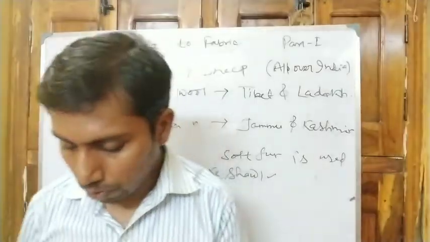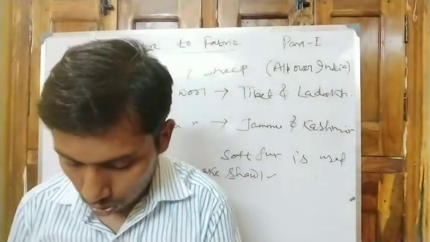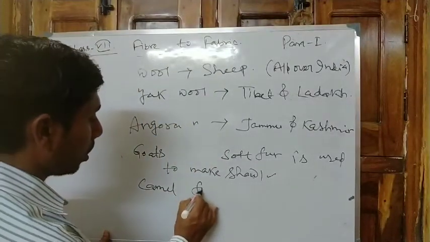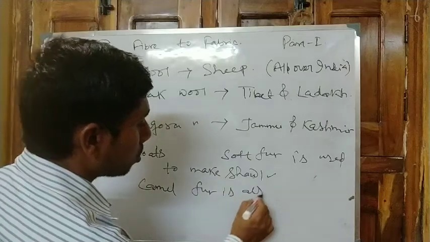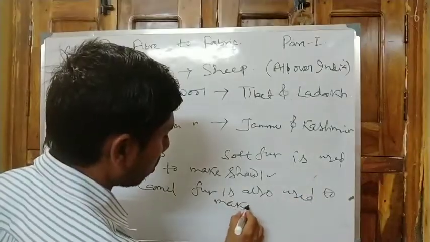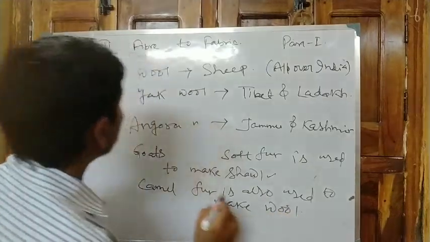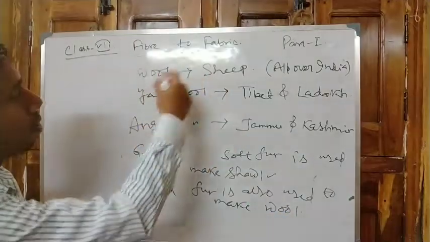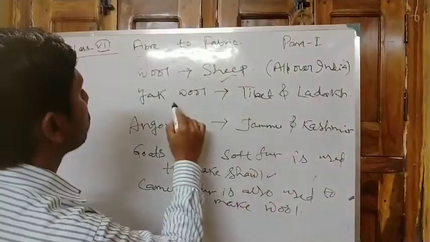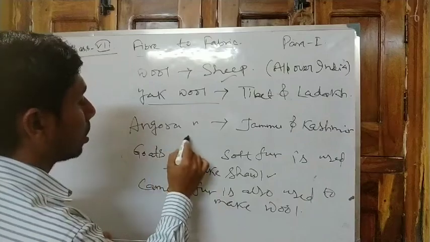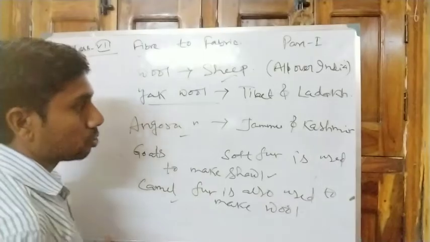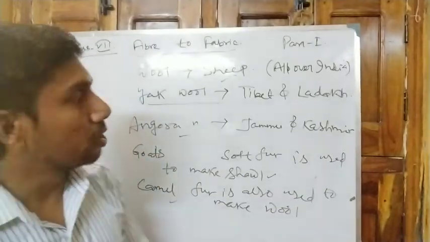Next one, camel fur is also used to make wool. So these are the different sources from where we get animal fiber. That is sheep. Next, yak. Third, Angora goat. Fourth is the camel. So these are the different sources to get wool.